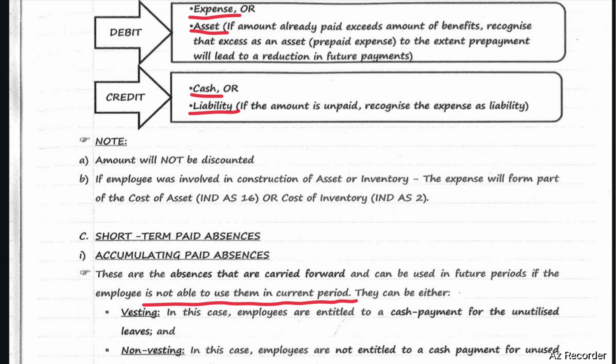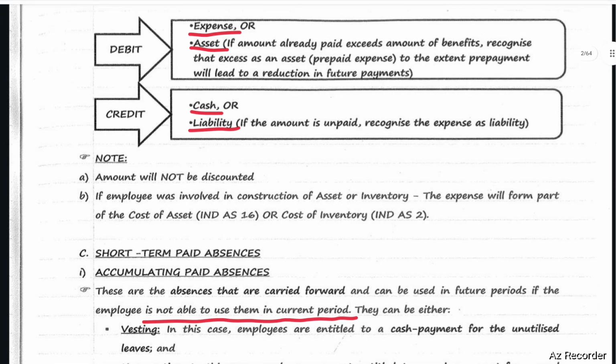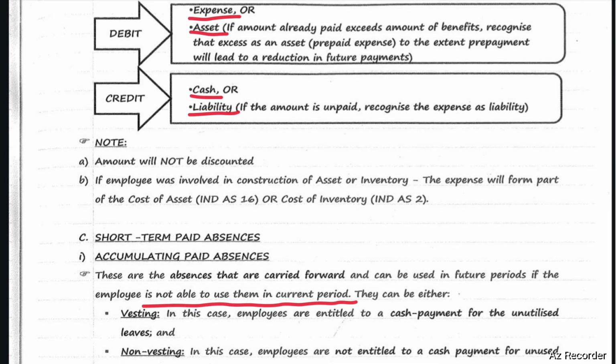Here, the amount will not be discounted because it is a short-term benefit. So there will be no discounting. If the employee was involved in construction of an asset or inventory, the expense will form part of the cost of the asset as per Ind AS 16 or cost of inventory as per Ind AS 2.